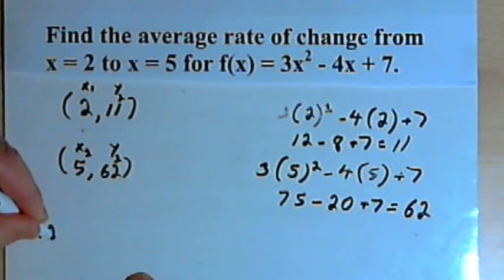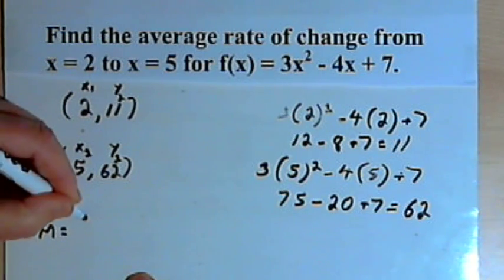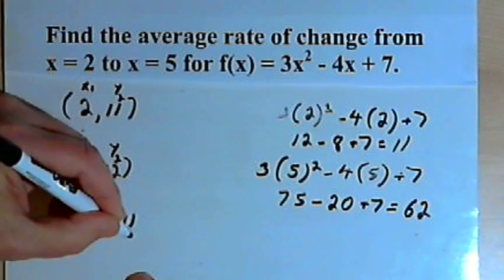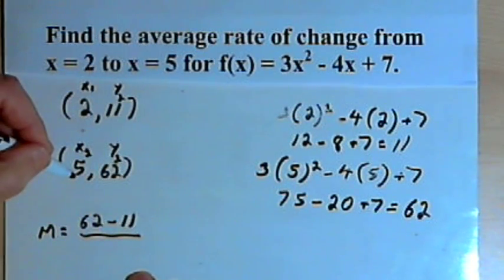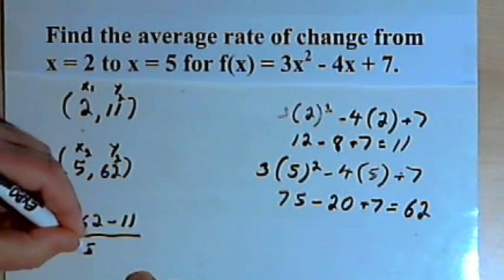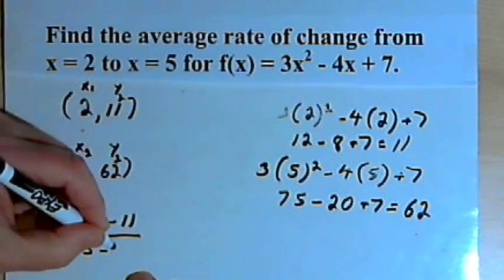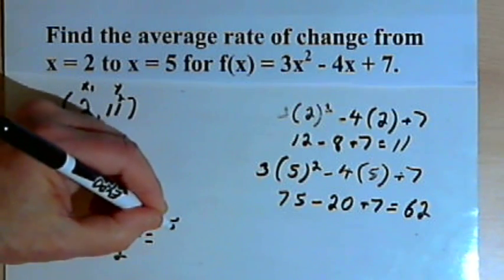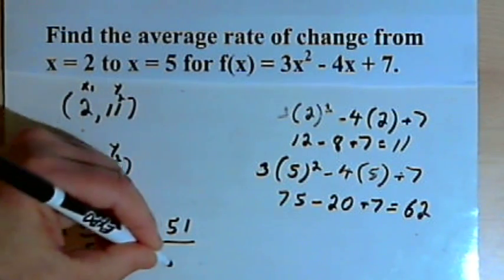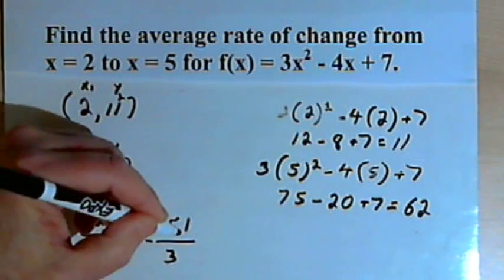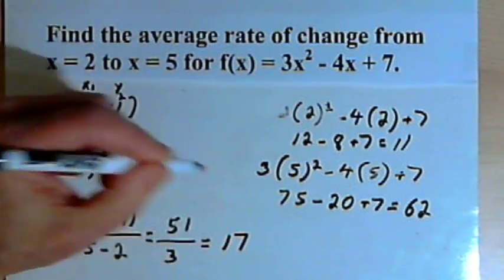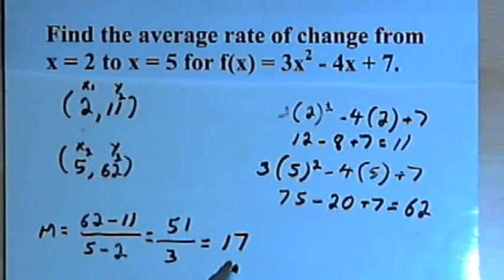So I've got m equals y sub 2, 62, minus y sub 1, which is 11, over x sub 2, which is 5, minus x sub 1, which is 2. So 62 minus 11 is 51, and 5 minus 2 is 3, and 51 divided by 3 is just 17. So the average rate of change for this problem is 17.